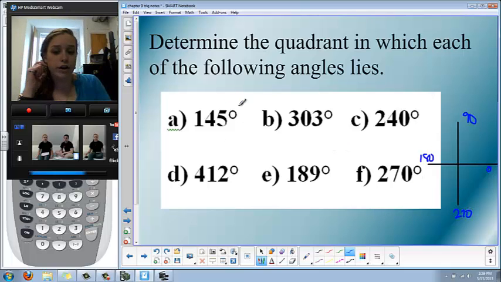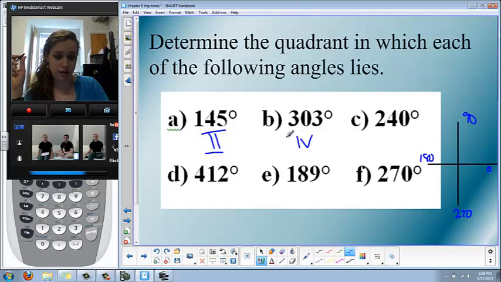So which quadrant is 145 degrees in? Well, it's past 90, but it's not quite 180, so that means that's in the second quadrant. It's pretty easy. You're probably thinking that I'm crazy for even asking you these things. 303 degrees? Well, that's bigger than 270, not quite 360, so that's in the fourth quadrant.